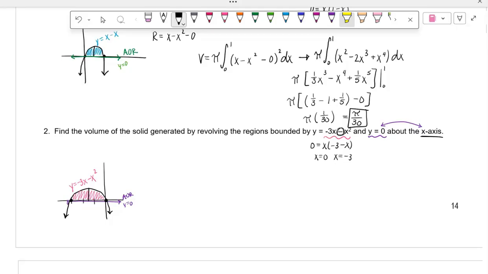And then we're going to be revolving around our axis of revolution. And this right here, this vertical line there, is for my radius. In this case, we've got -3x minus x squared, and then minus the number for the axis of revolution, which happens to be 0, so that our volume is pi integral.